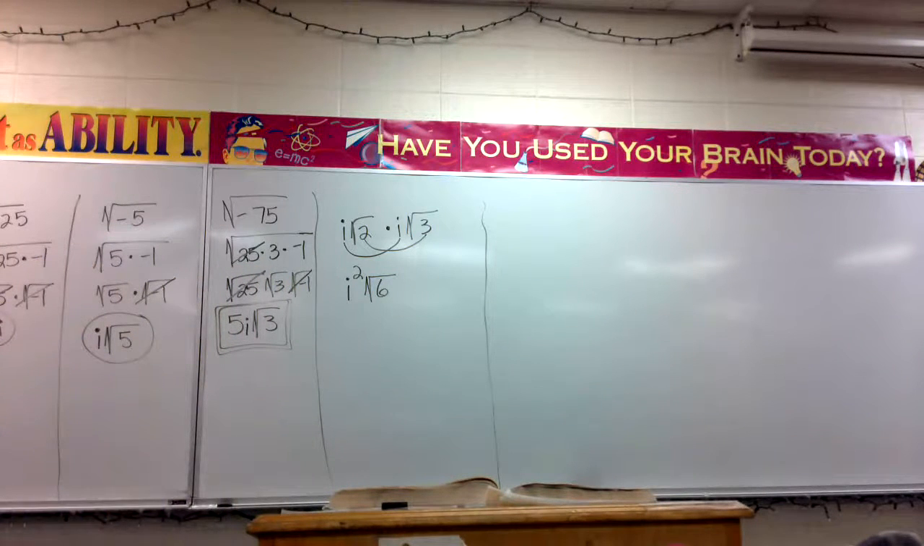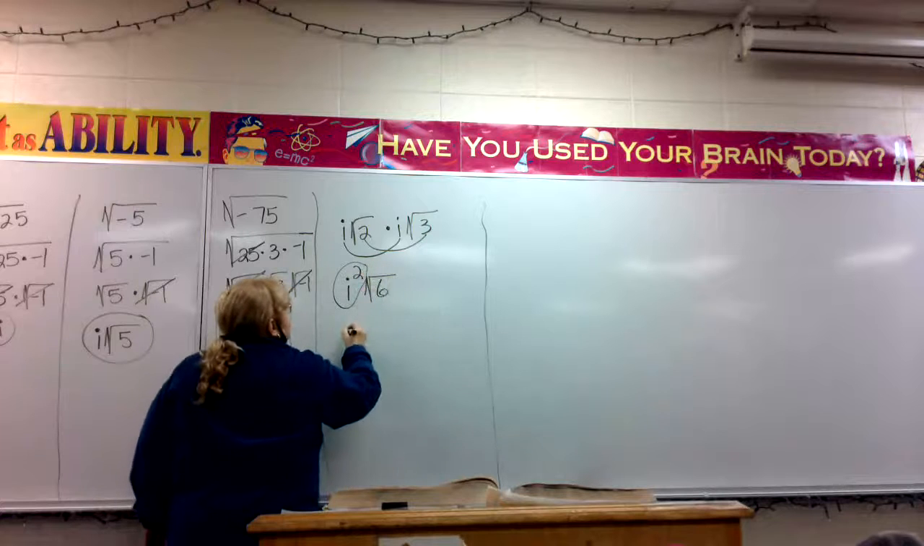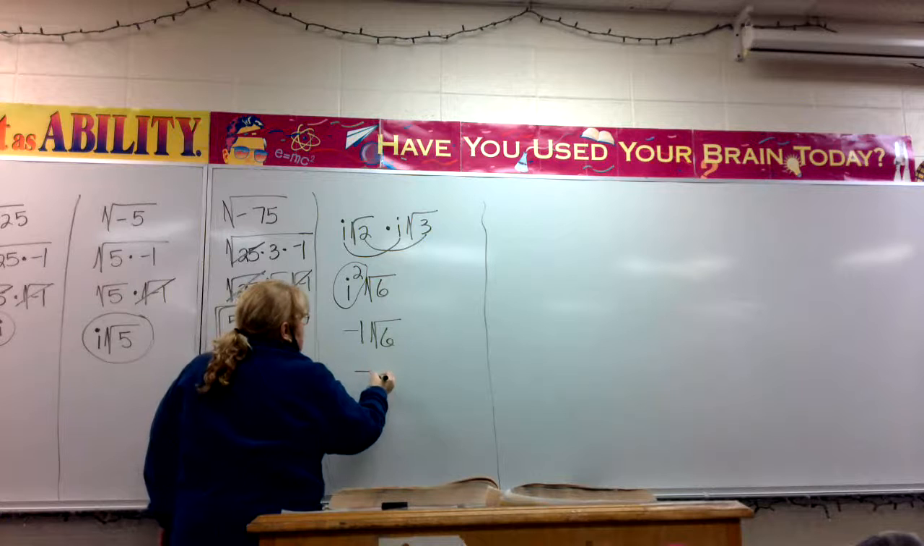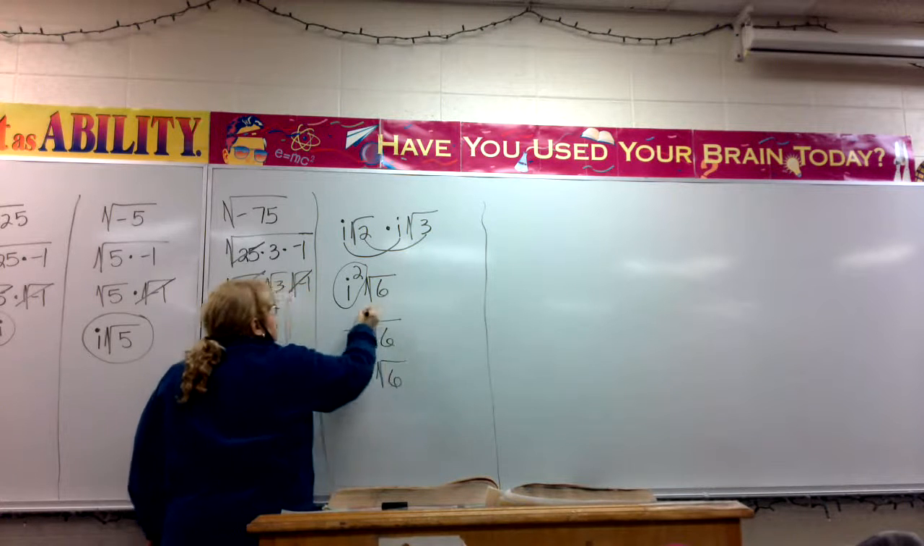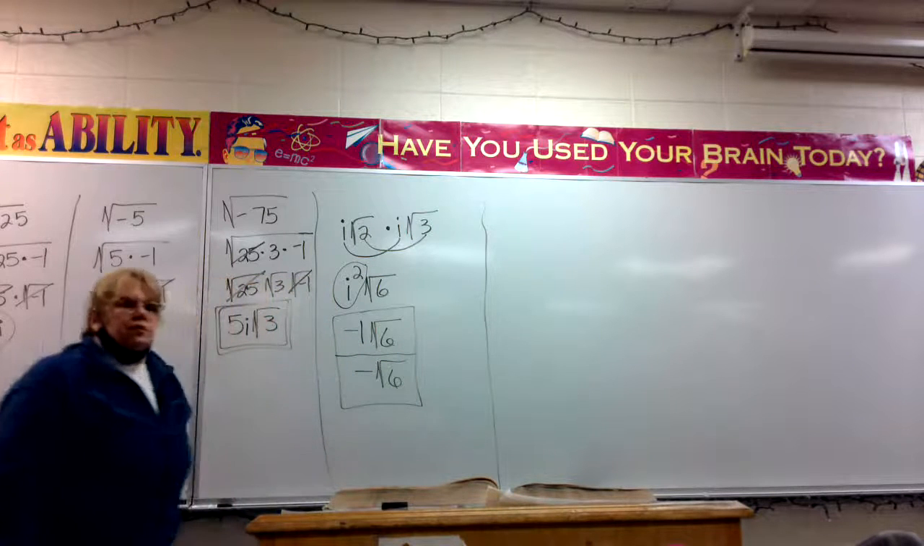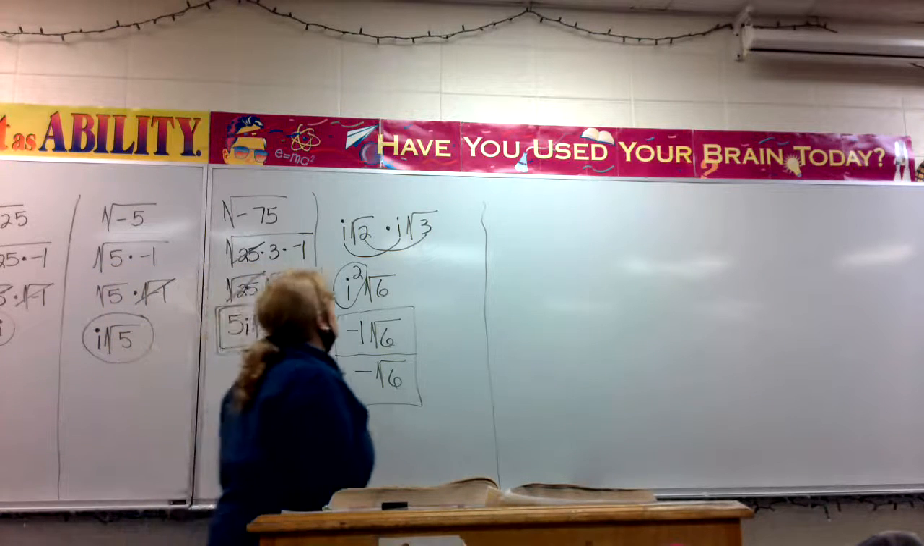Am I done there? What is I squared equal to? -1. So if you can simplify that, you should. This I squared right here then is -1 root of 6. Or if you just want to write it as a negative root of 6, that's the same thing, right? Does that make sense? Either one of those I would take, but that's not too difficult.